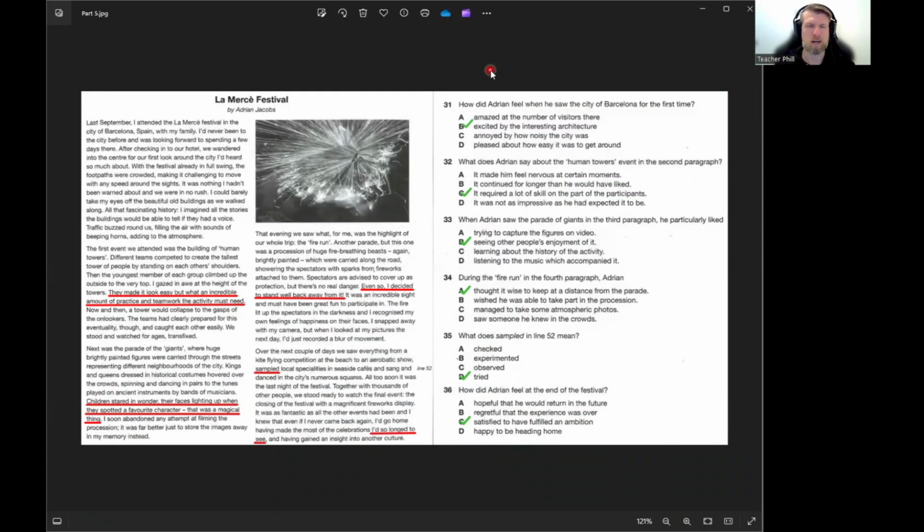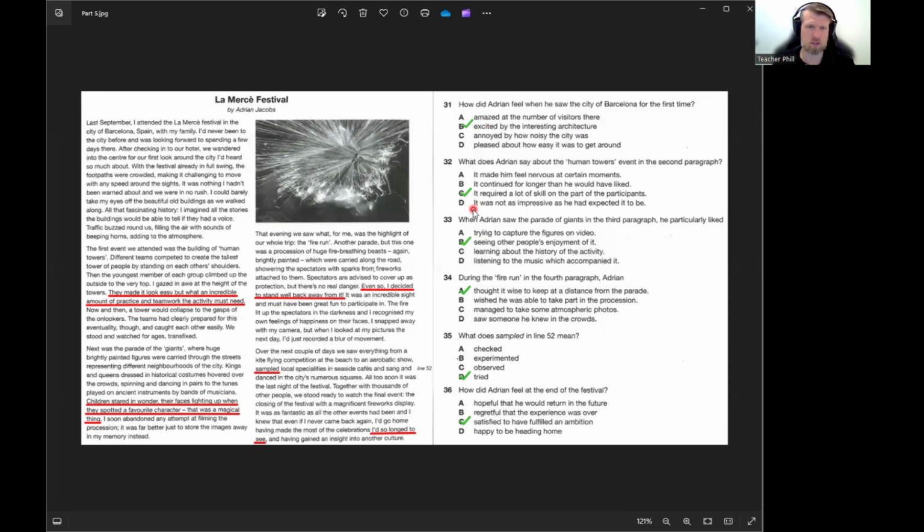Okay, and we are back. So here you can see my choices. And I've also underlined in the text the parts that told me that these answers must be correct. So these are the things that I saw that I think gave the answers.